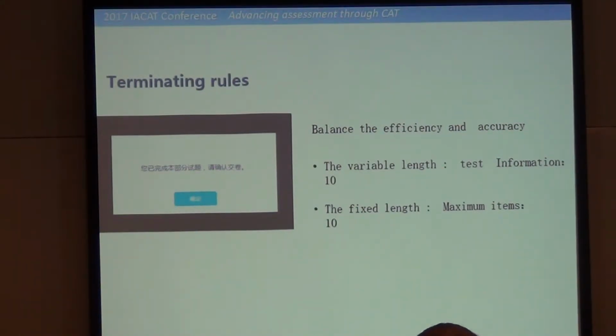That means one candidate can close the test at the test information of 10, and can also close the test after completing 10 items. These are the terminating rules.